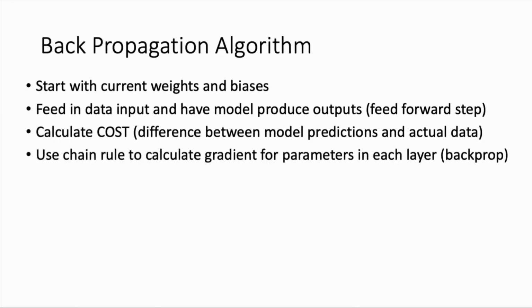Then we use the chain rule to calculate the gradient, which tells us how to change each weight and bias in the neural network to cause our cost function to reduce. This gradient is calculated one layer at a time, starting with the output layer and then the highest hidden layer, and sequentially moving backwards through the hidden layers until we get to the first hidden layer. And this is where the term backpropagation comes from.